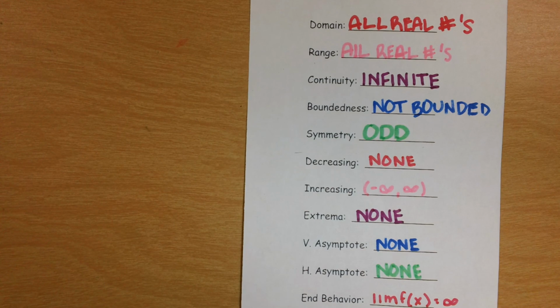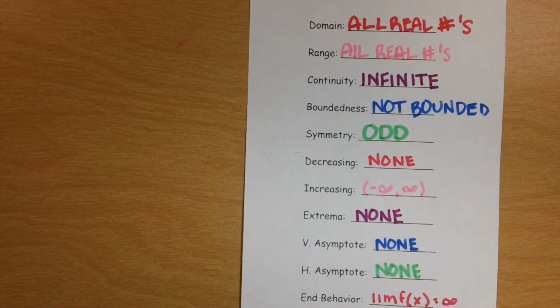No vertical asymptote, no horizontal asymptote, and its end behavior is as x values approach positive infinity and negative infinity, the function approaches positive infinity and negative infinity, respectively.